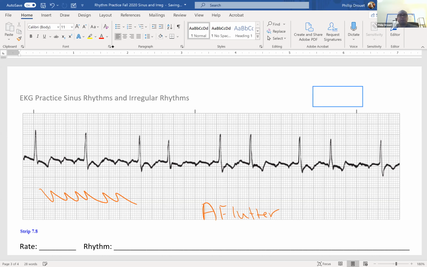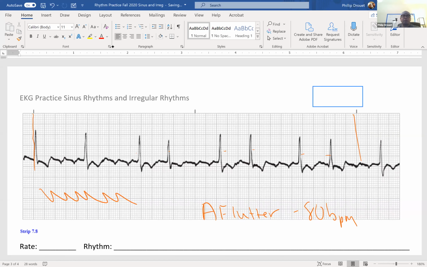Okay. And because it's an irregular rhythm, right, we're going to use a 6-second method. We'll call this one in 1, 2, 3, 4, 5, 6, 7, 8. 8. So we'll go 80 beats per minute.